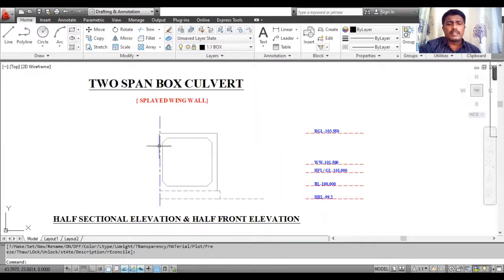Next, draw the size of the box or barrel. The barrel dimensions are given, that is 3 meter and 4 meter.